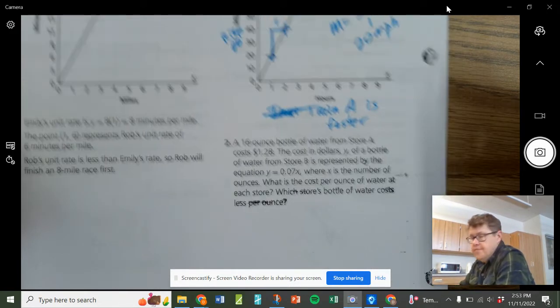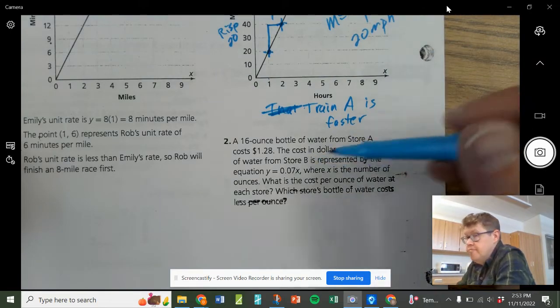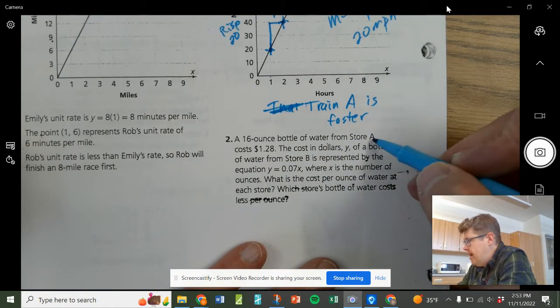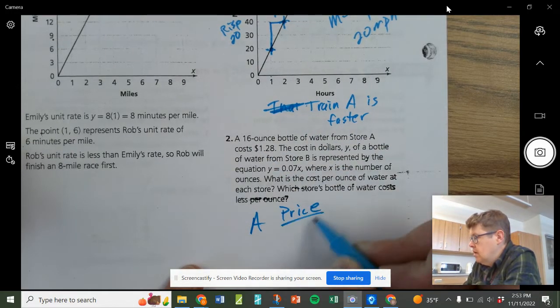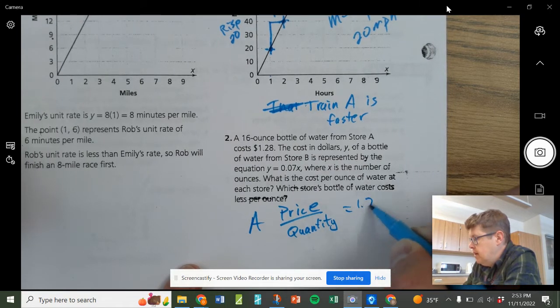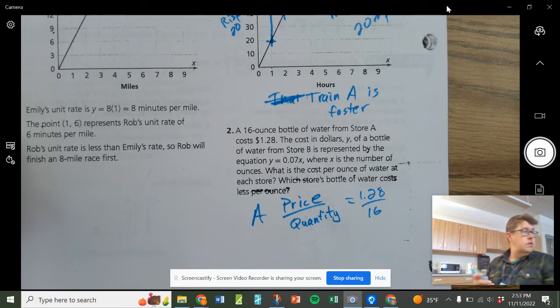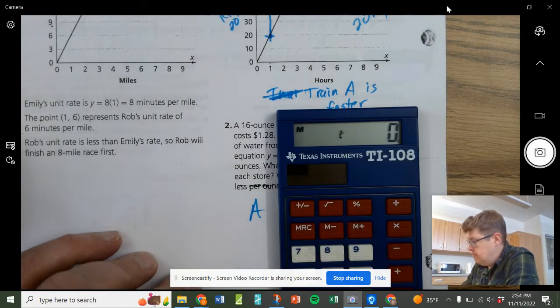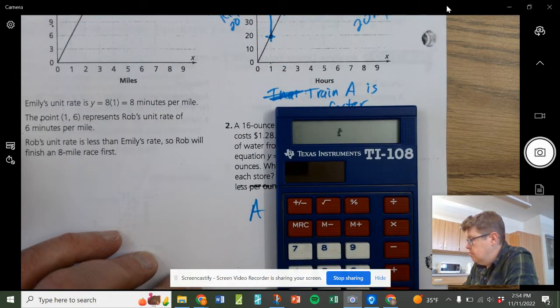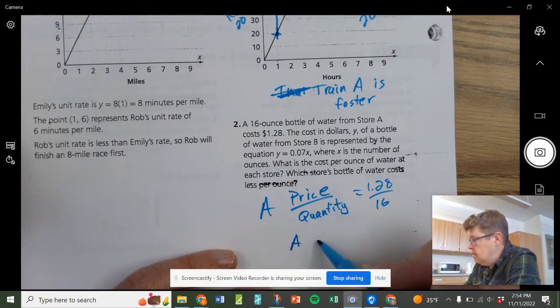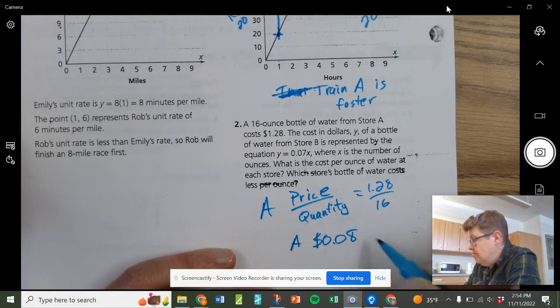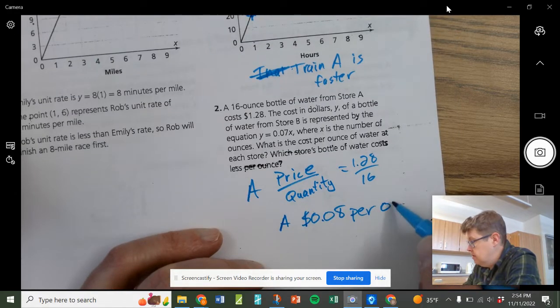Okay. 16-ounce bottle of water. Whew, man, that's a long one. Just read it. So store A, we take price divided by quantity. Okay. So it's $1.28 for that bottle, divided by 16 ounces. Use a calculator. 0.08. So A is 8 cents per ounce.